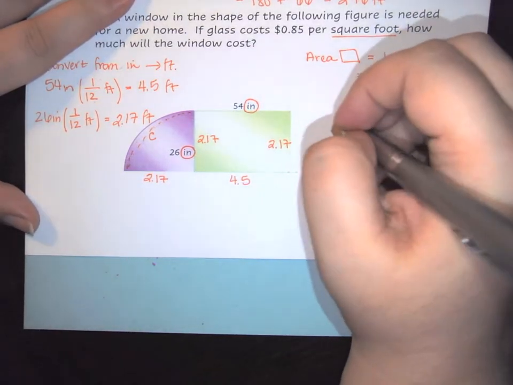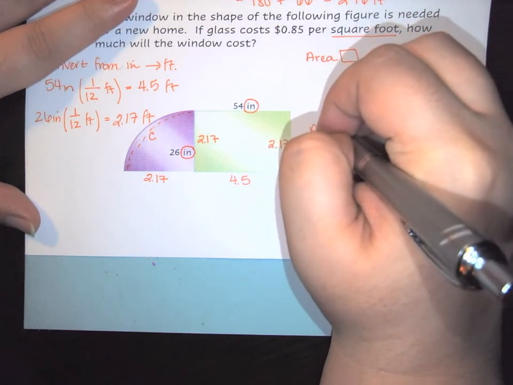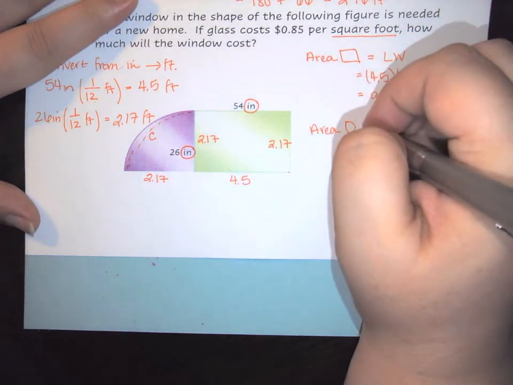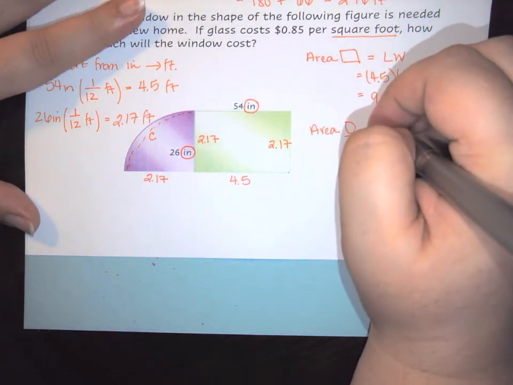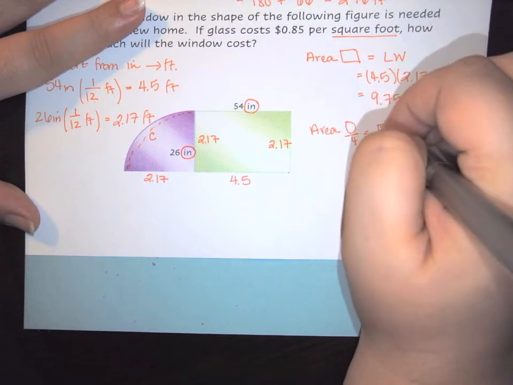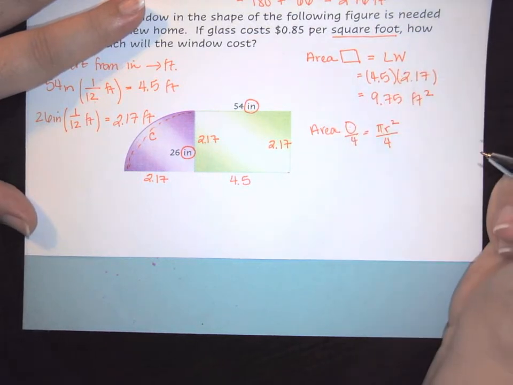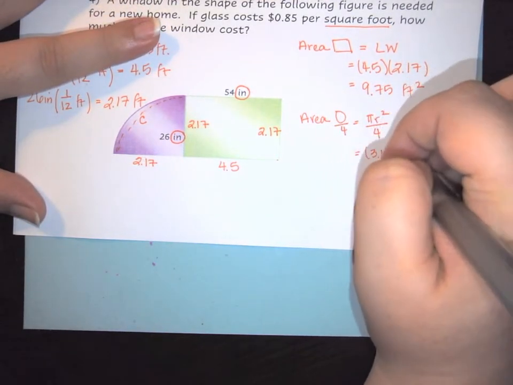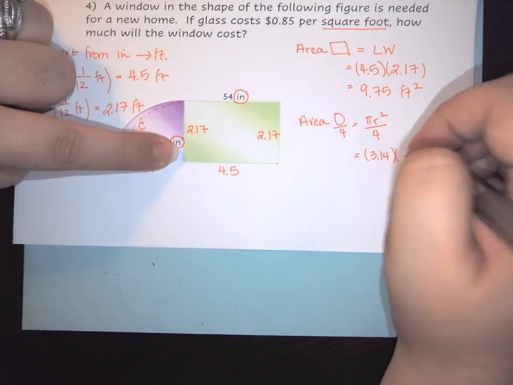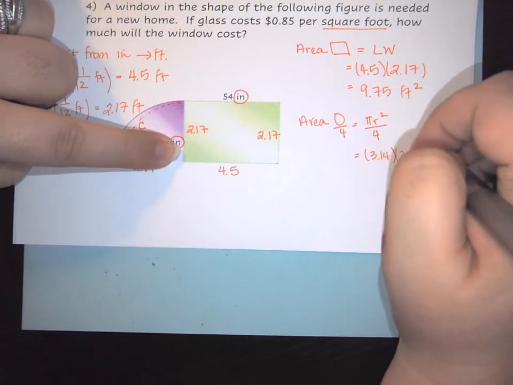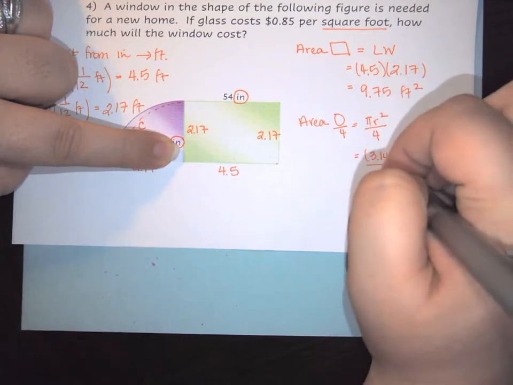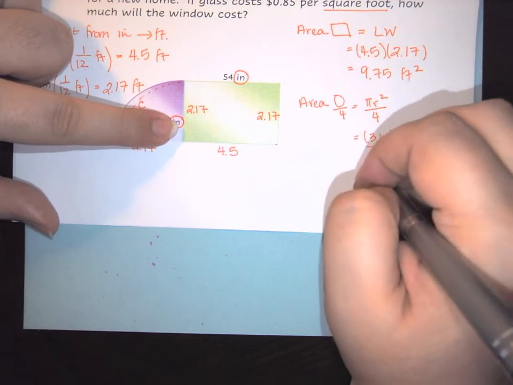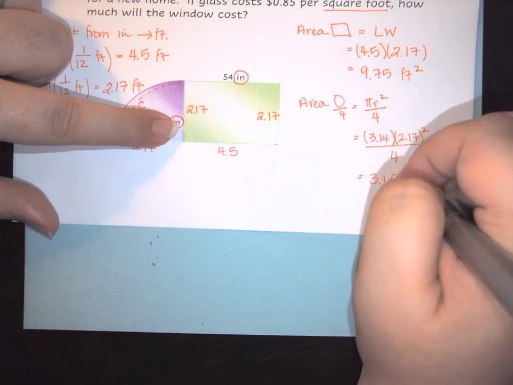Then I need the area of your circle, but then I need to divide that by 4 because I only want 1/4 of it. So the area of a circle is pi r squared. Since I only want 1/4 of it, I'm going to divide the whole thing by 4. So in this case, it's going to be 3.14 times my radius here, which is 2.17, squared, divided by 4. So the area of my quarter circle is going to be 3.69 feet squared.